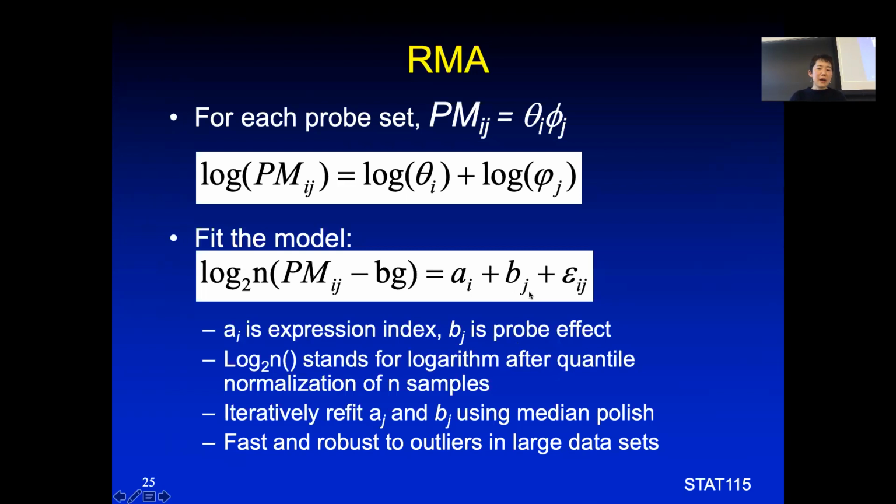The way RMA estimates the alpha, the expression index, and the probe effect is kind of iterative, using an approach called the median polish. I will show you how the median polish is done with an example. It's a very fast and robust way, and it's efficient and robust to outliers. When you have a large data set, very quickly you will get a correct result. But how do we do this?